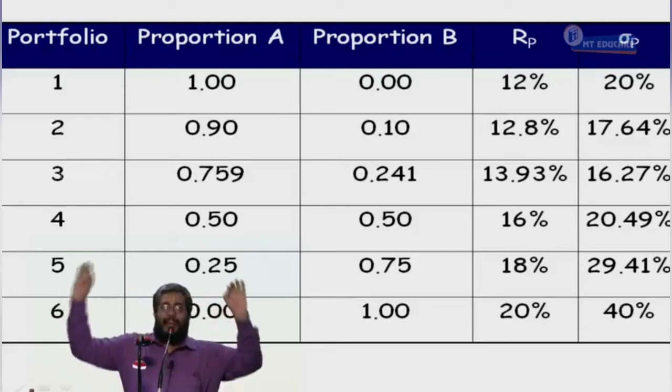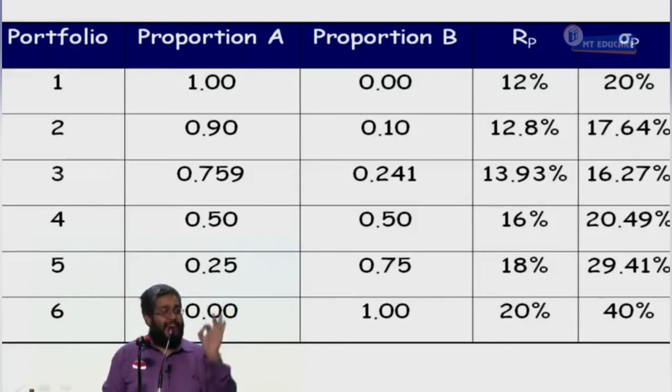Now, security A. Let's take share A. Security A is having how much return? 12. How much percent risk? 20. Security B is having how much return? 20%. What is the risk? 40. Now tell me, security A is having high return or low return? High return or low return? Low.